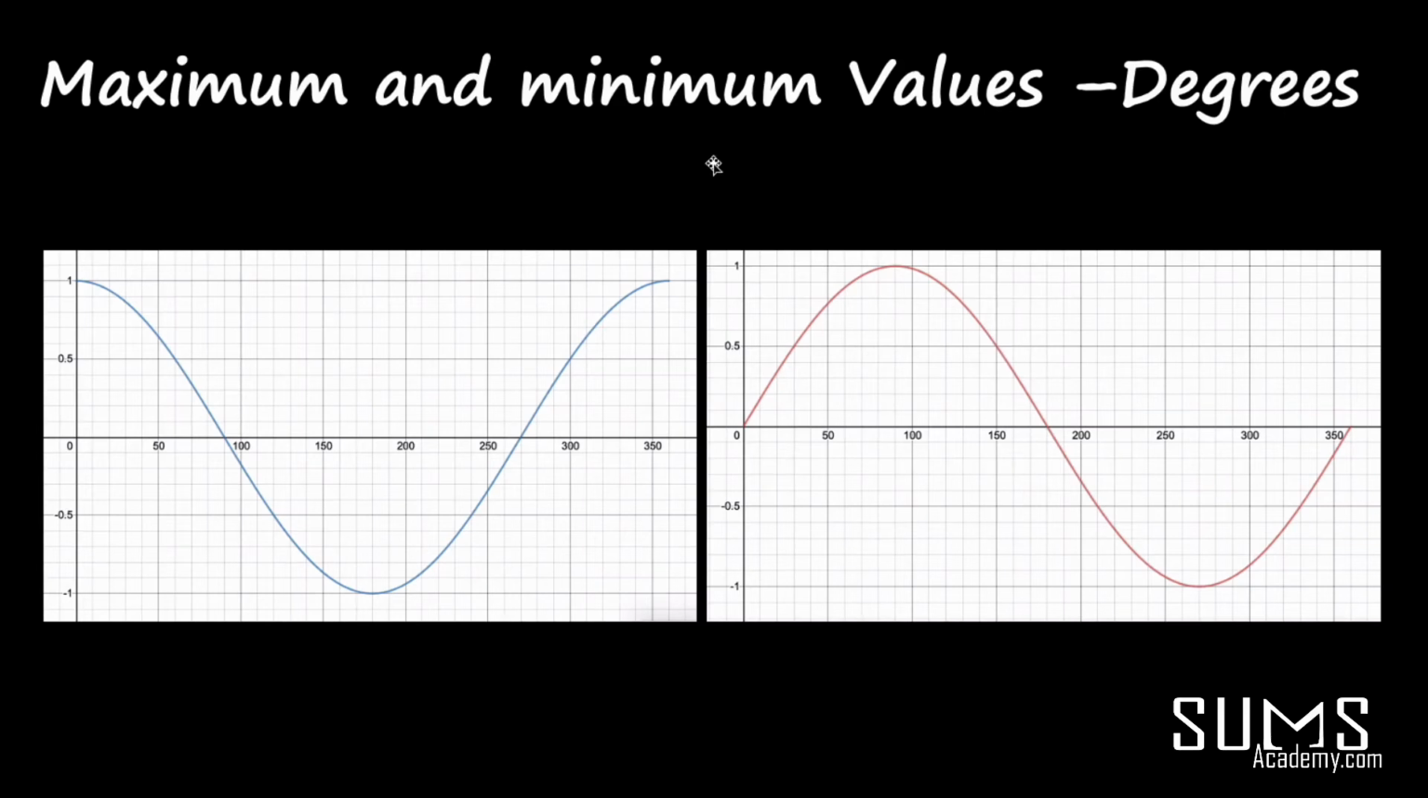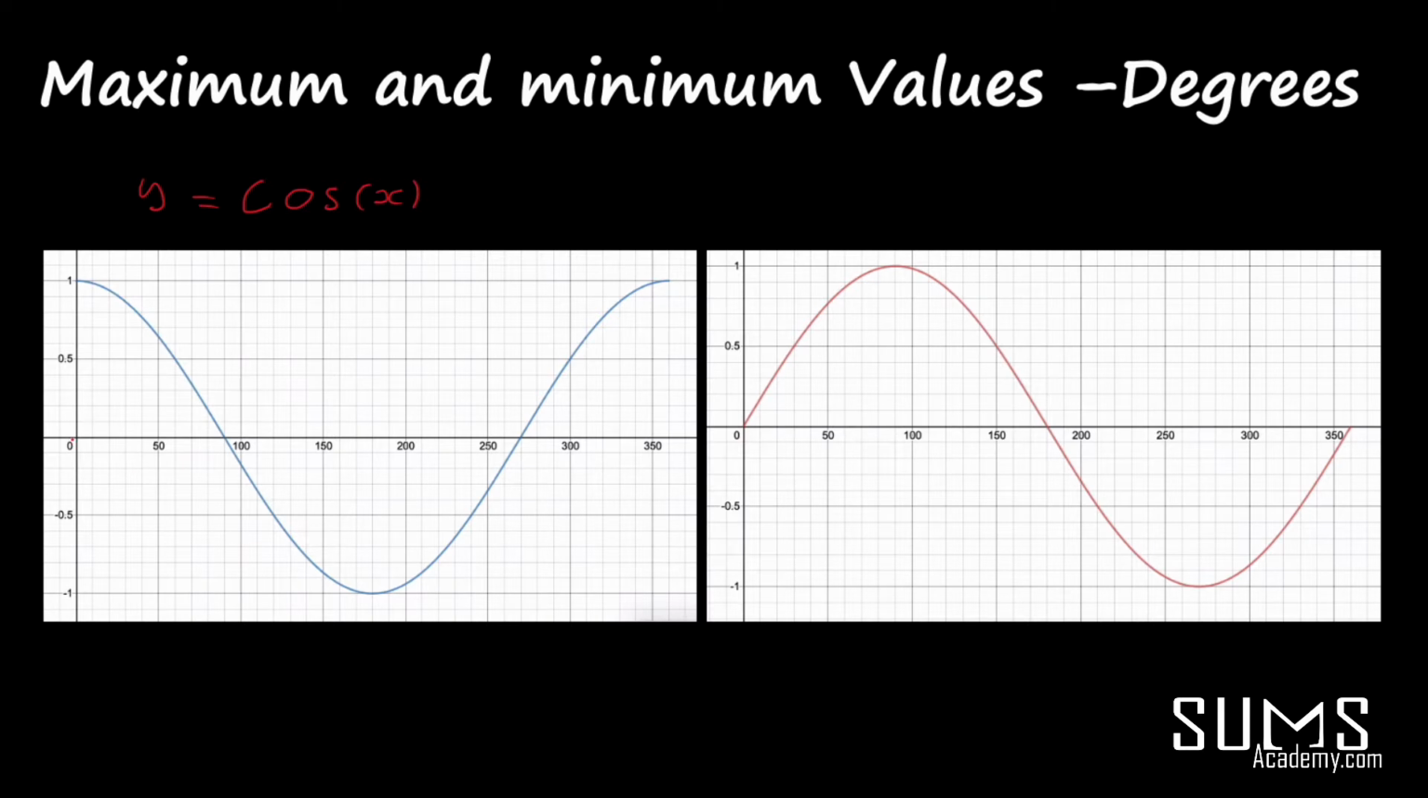Okay, so now we're just going to do a bit of revision on maximum and minimum values for the trig graphs, okay? So this might seem a bit basic, but I think it's really important that we are crystal clear on what's going on. So here we have the cos graph, this shows y equals cos x. Okay, so where do the maximum and minimum occur?